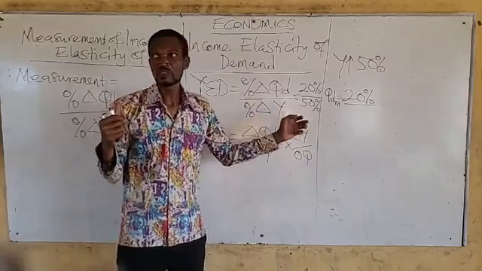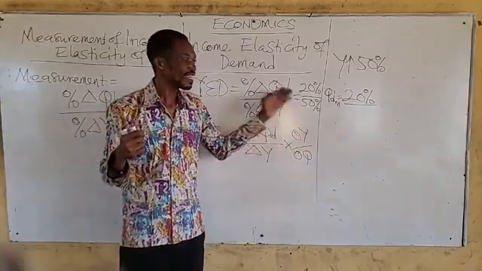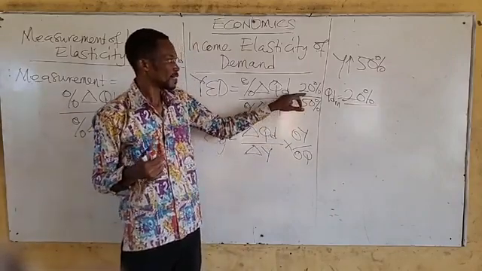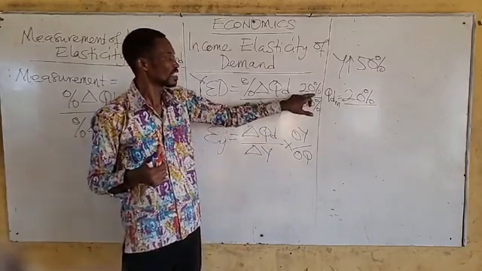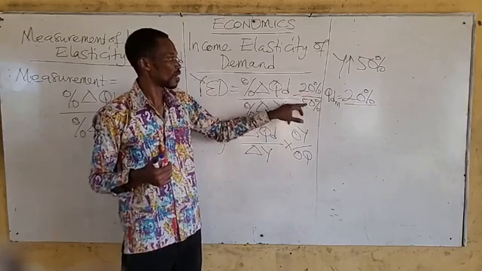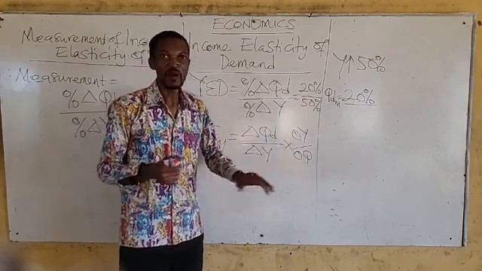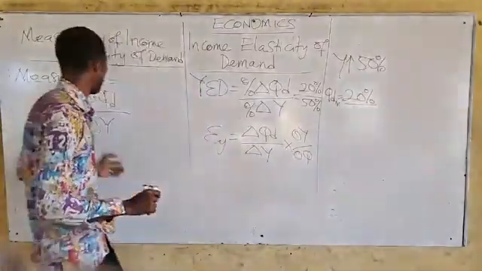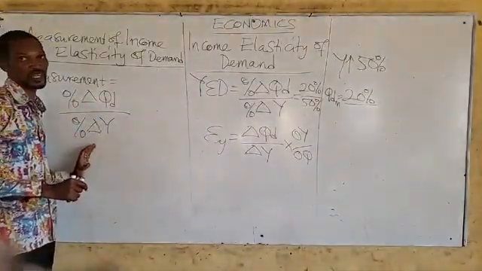So this is what is giving you the income elasticity of demand. You see, the percentage change in the quantity demanded of the marker divided by the percentage change in the income. When you do this, you have measured income elasticity. That is what I wrote here: how to measure income elasticity.